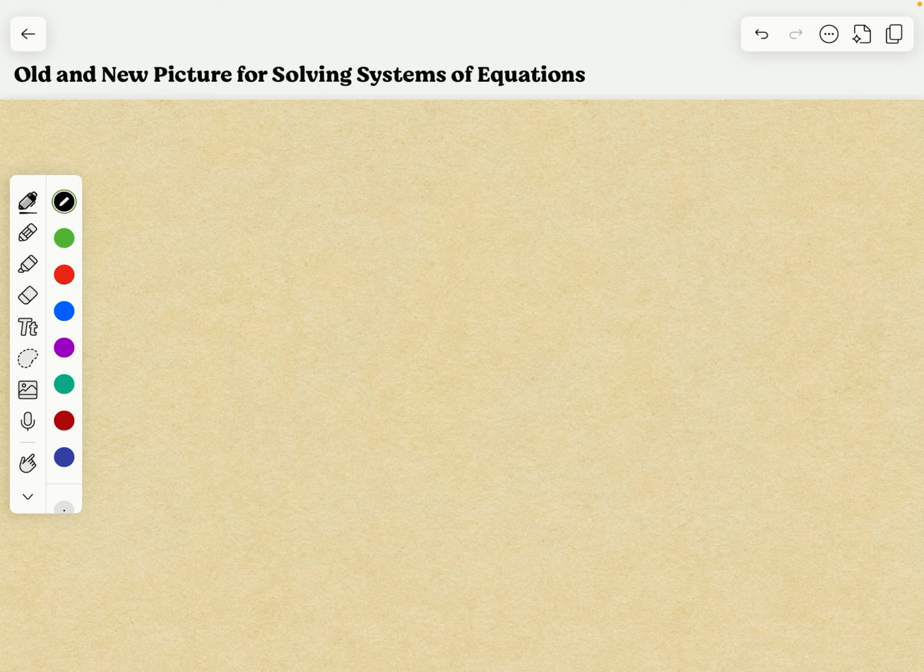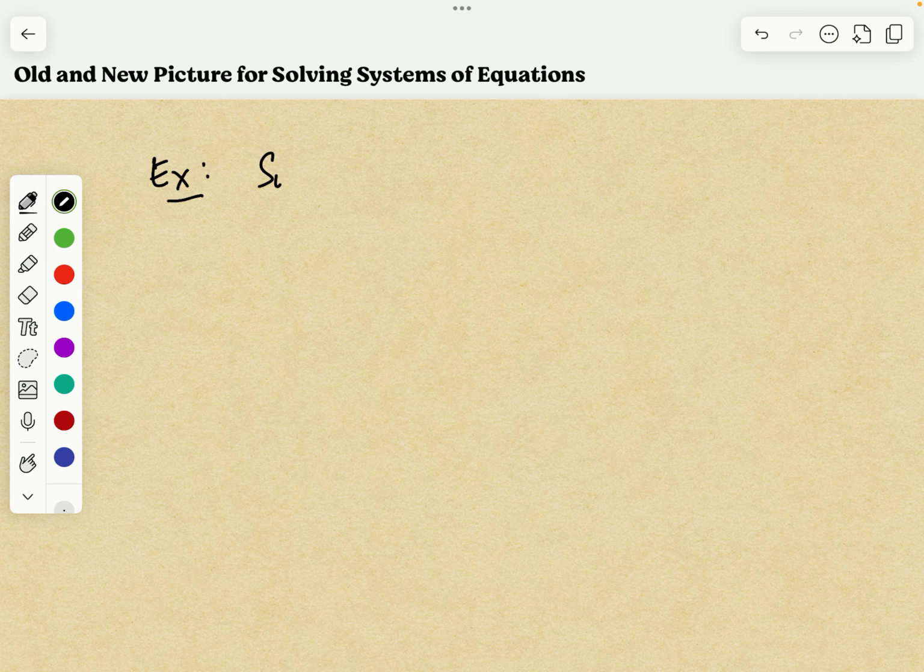In this video, I want to discuss different ways of thinking about solutions to systems of linear equations. The usual first way that we're used to is a picture where you graph the equations. Before I do that, maybe I'll just give the example.